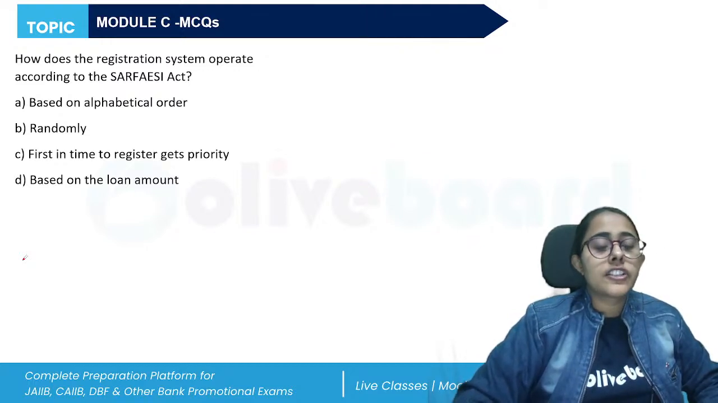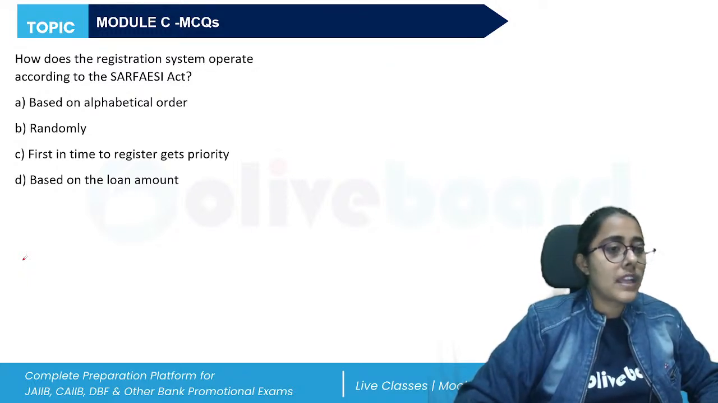Next, how does the registration system operate according to the SARFAESI Act? Now, if more than one loan is there from one person that is to be reconstructed, to be securitized, how does the registration system work for the different loans? It is based on the alphabetical order. They are selected randomly. First in time to register gets priority, that is on a priority basis, or it is based on the loan amount. So how do the accounts get registered according to the SARFAESI Act?